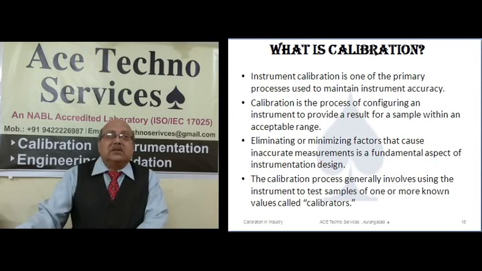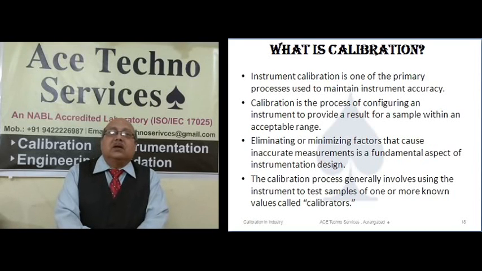Now, what is calibration? Let us discuss it now. Instrument calibration is one of the primary processes used to maintain the accuracy of the equipment. Calibration is a process of configuring an instrument to provide results for a sample within an acceptable range. Eliminating or minimizing factors that cause inaccurate measurements is a fundamental aspect of instrument design.